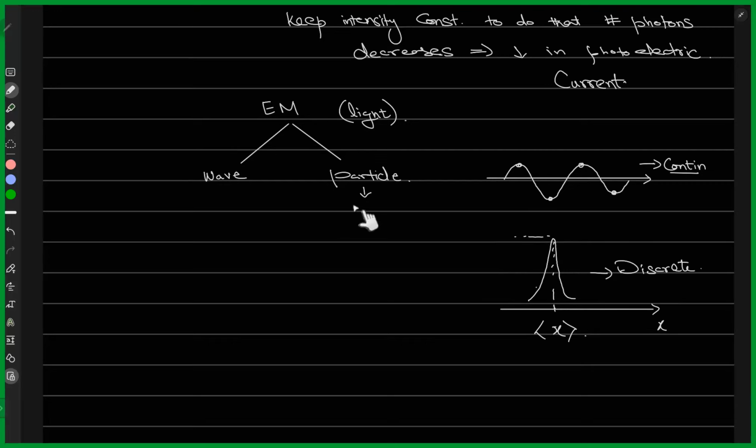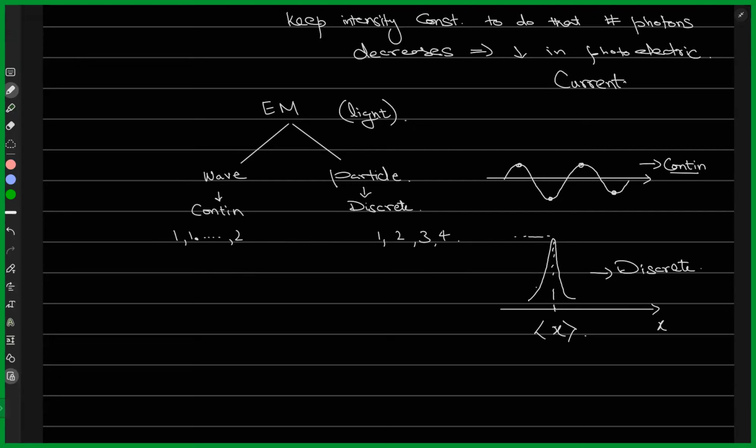So particles are discrete. Discrete just means 1, 2, 3, 4. These are discrete values, while this one is continuous. So it would include 1, then 1.0101, or, you know, something like that. 1 point, dot, dot, dot, dot. And then similarly 2, and then, you know, go on. So it's continuous.